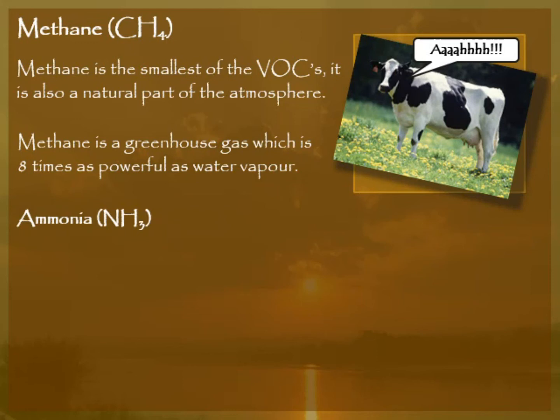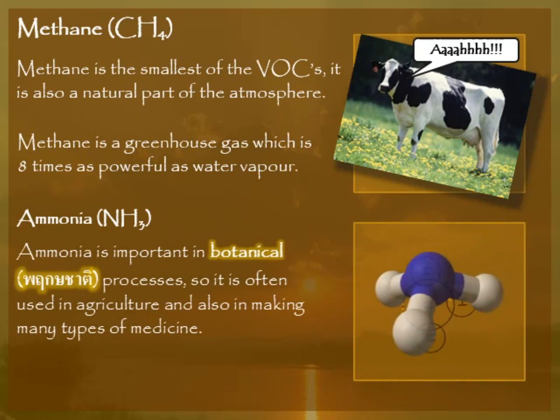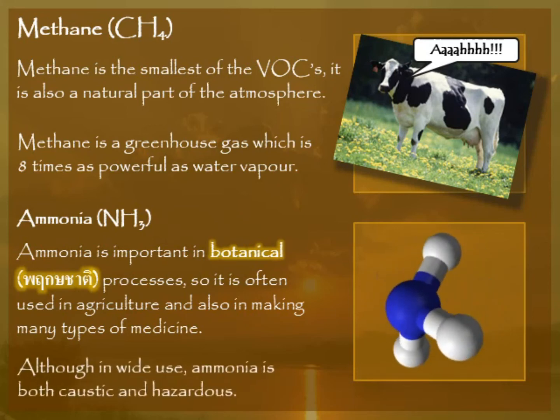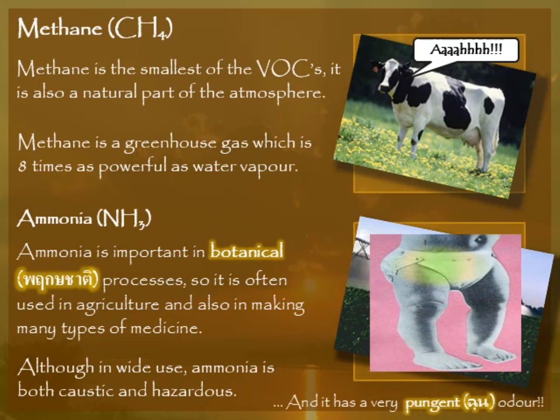So another molecule that's produced by organisms is ammonia, NH3. This is important in many botanical processes involving plants, and it's used in agriculture as well as in various types of medicine. It's in wide use, but it's a caustic and hazardous substance. Caustic means that it can burn other organic substances. And another thing about ammonia is it has a very pungent odor.